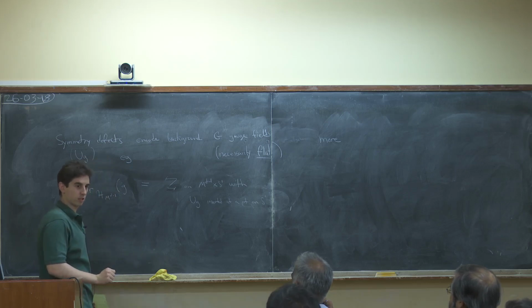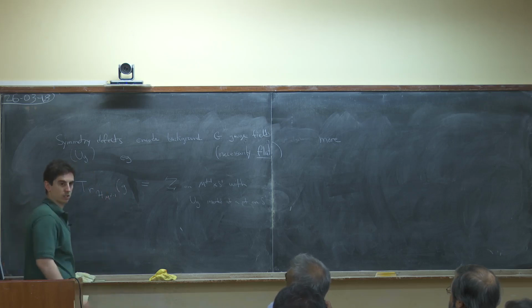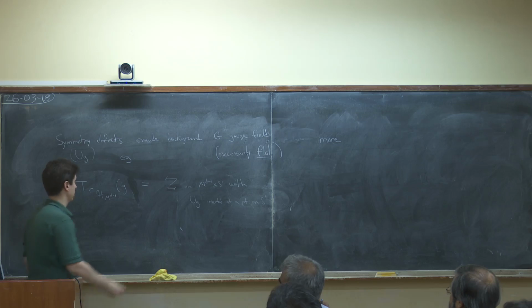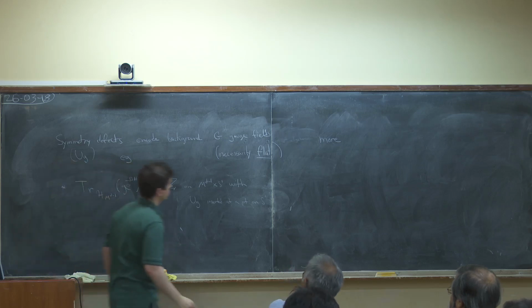While on the left-hand side, would you not need to specify the representation on the Wilson loop? Here? No, the Hilbert space has some action of G on it. That's just part of the data of the theory. Okay.